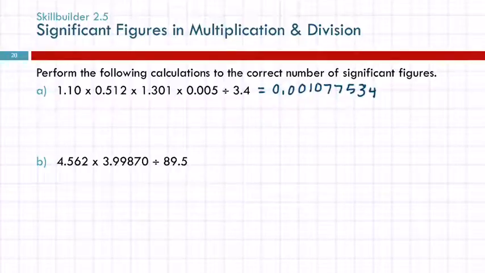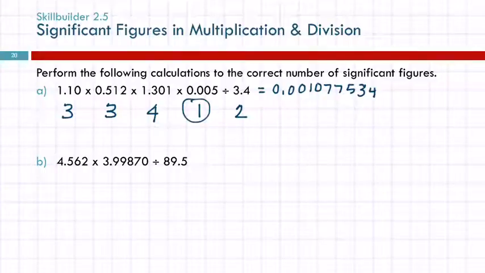Okay, so we've got an answer. We have to round this to the correct number of significant figures. We're multiplying and dividing. Those use the same rule. So what we need to do is identify how many sig figs in each of these numbers. So how many in 1.10? And in 0.512? And in 1.301? 0.005? 1. Leading zeros don't count. And 3.4? 2. And then we look at those numbers, which one's the smallest? The 1 is the smallest.